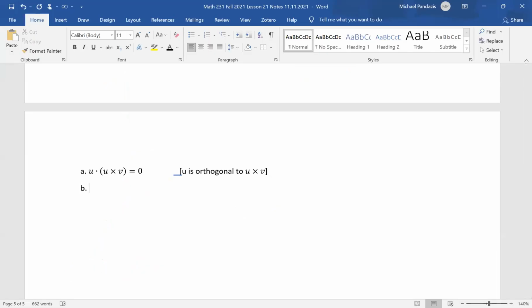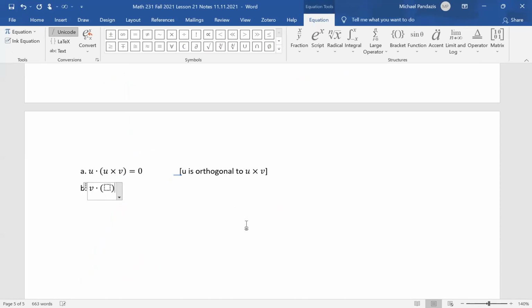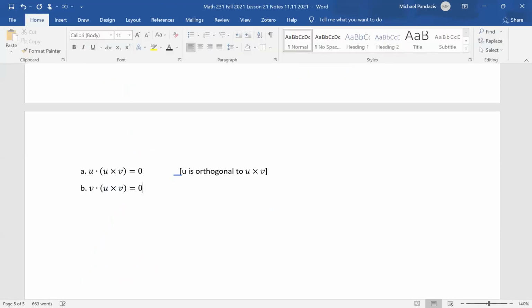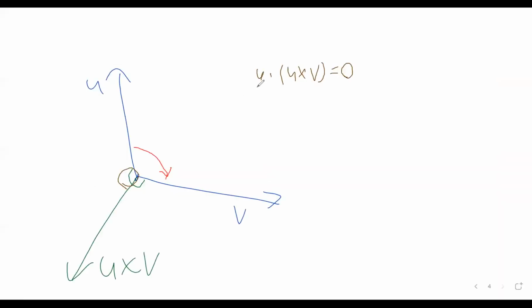For part B, if you take the vector v and you dot it with u cross v, it's also equal to 0, for the same reason. V is also orthogonal to u cross v. From my picture, you see that v and u cross v are perpendicular, and that means their dot product has to be 0. The perpendicular sign circled in purple is telling you that the dot product is 0. So A and B are very similar.